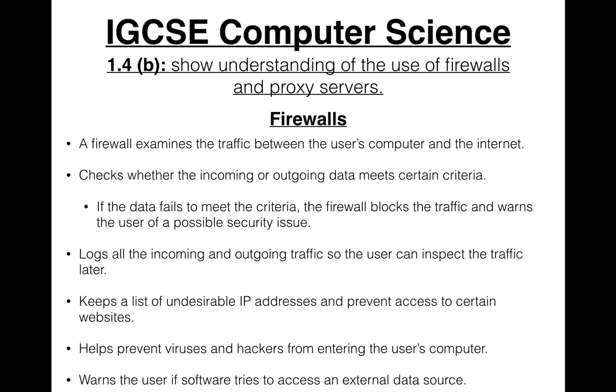It also warns the user if software tries to access an external data source. So, for example, some software that you have upgrades itself automatically. So it says, oh, there's a new update available. The firewall can say, now hang on a second. Hey user, there's something going on here. Do you want to let this happen, or do you want to deny this thing from happening?